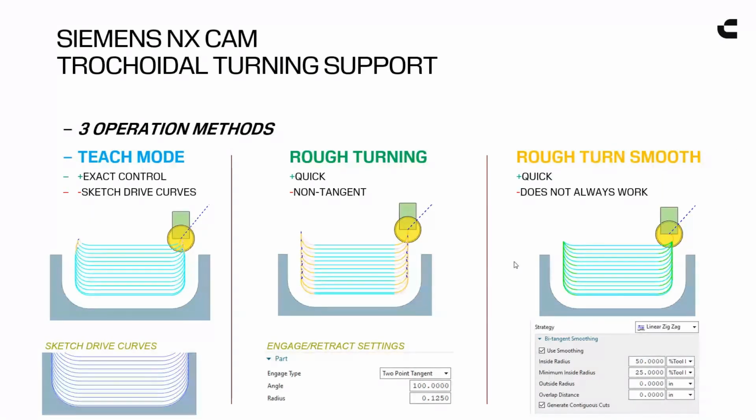Here's just such an example. A lot of the customers that I work with for the engine side of things use Siemens NX. So here's just kind of an example real quick. In Siemens NX, there's pretty much 3 different ways that you could use trochoidal turning.